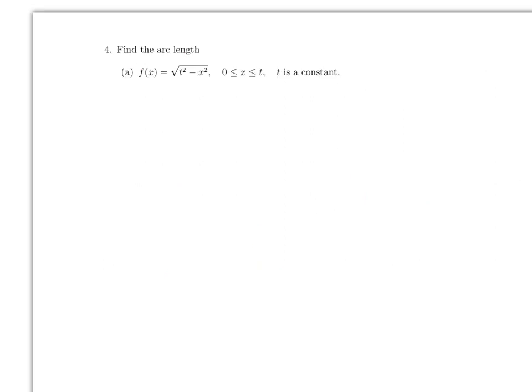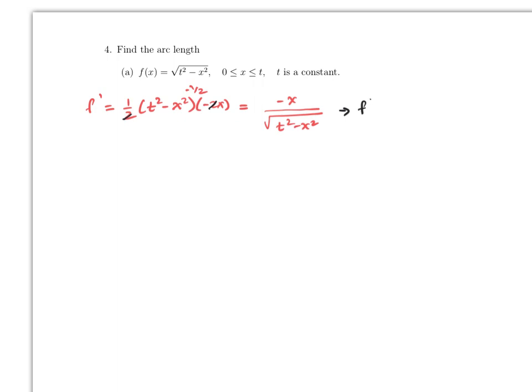Okay, now let's move to number 4. So here we need to find the arc length. Remember that for the arc length, you need to take the derivative first. So f prime is going to be 1/2 times t squared minus x squared, times minus 2x, and it should be to the minus 1/2. So this is equal to minus x over the square root of t squared minus x squared, because remember, t is a constant, and here the 2 cancels this.